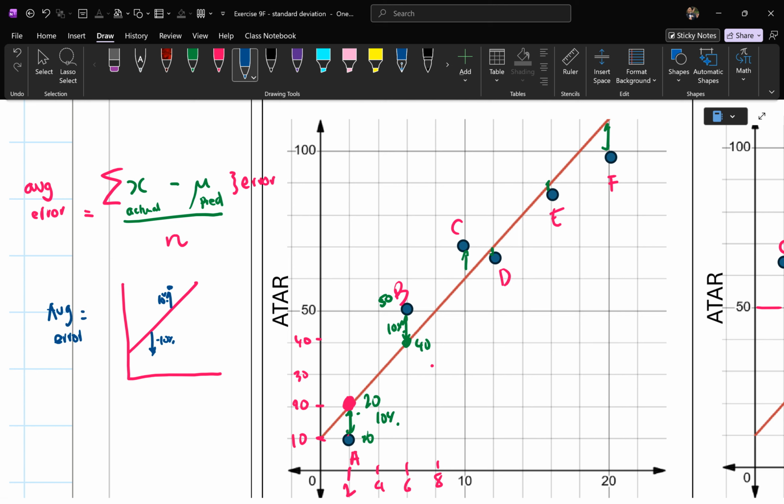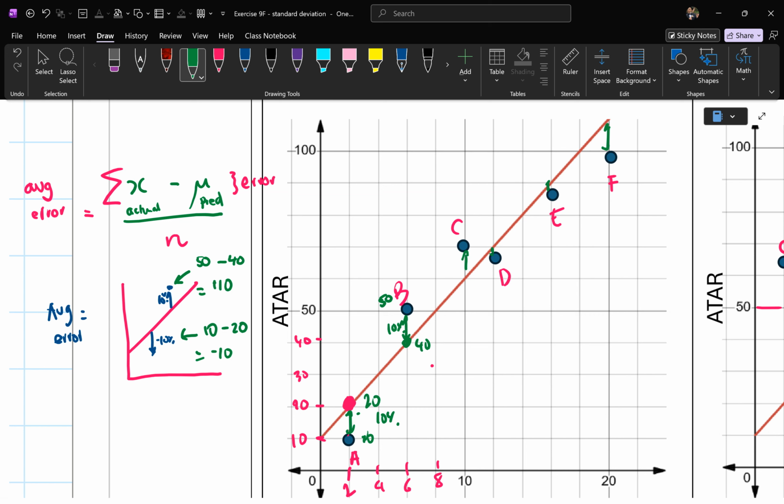Should be 10%, right? But if we actually do the maths here, let's say the actual score for this student was 50. I predicted they would get 40. This student got 10, but I predicted they would get 20. 10 minus 20 is negative 10. 50 minus 40 is positive 10. If I find the average error, what am I going to get?